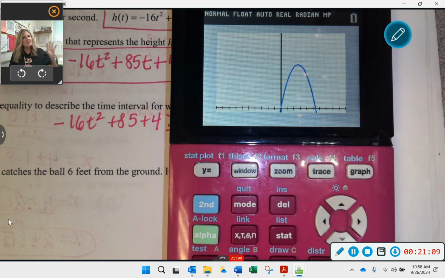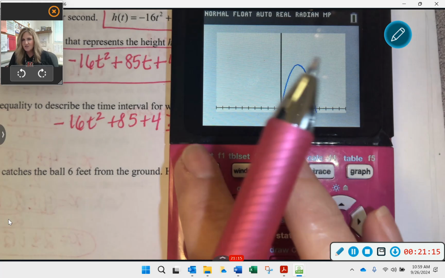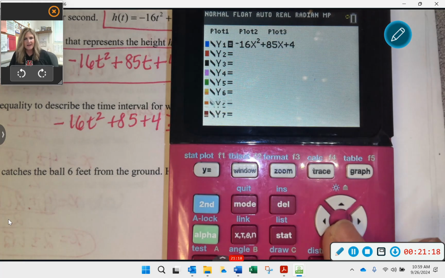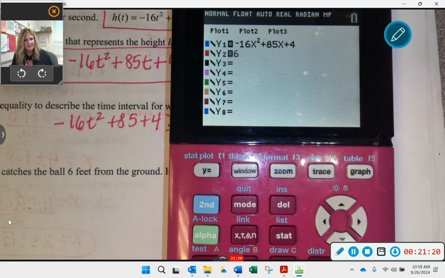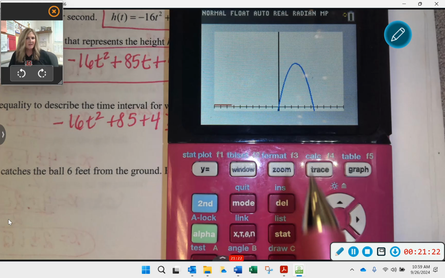Okay, so the catcher catches the ball 6 feet from the ground. So what's it telling me then? What do I want to be 6? The time or the height? The height. So I'm going to go to y equals, and I'm going to say I want y to be 6. Now I'm going to hit graph again.